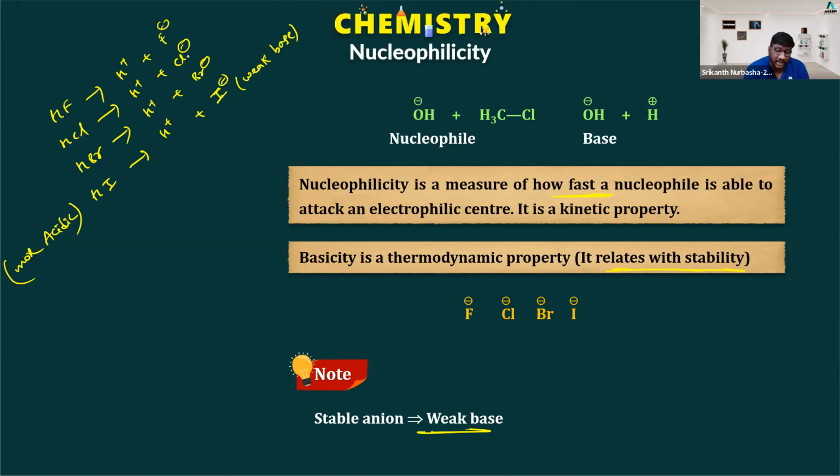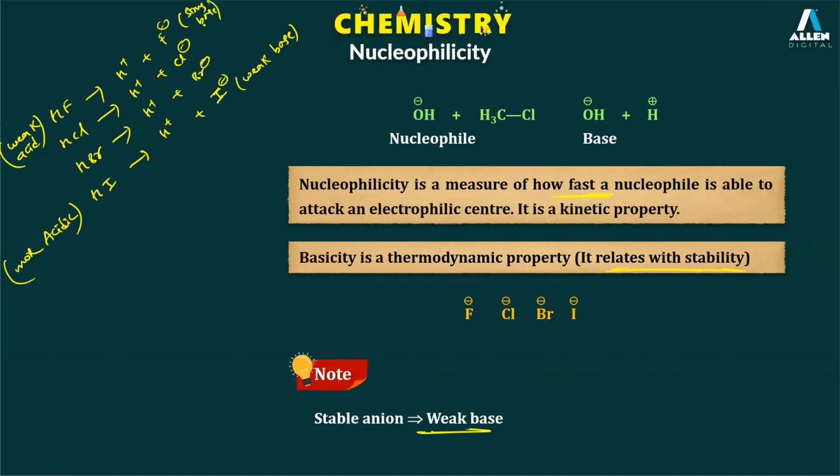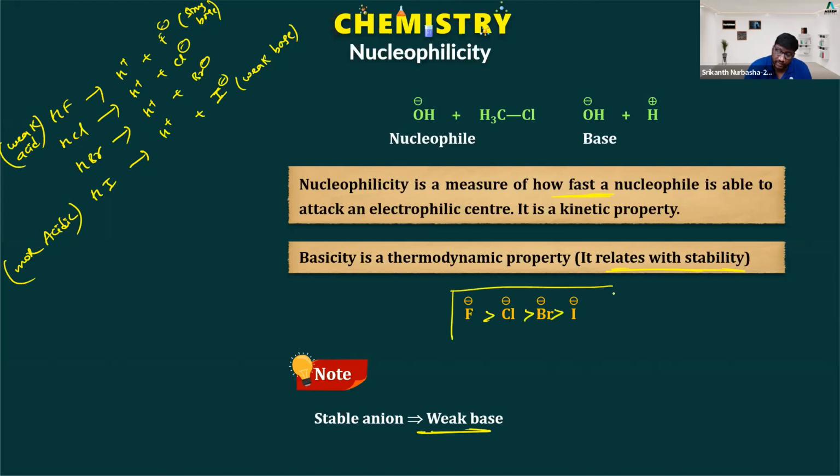Try to compare F-, Cl-, Br-, I-. Which is a strong base? HF is a weak acid. F- will be a strong base. So what is the order of basic nature? F-, Cl-, Br-, I-. So the basic nature order will be this one. Okay. Order of basic nature.